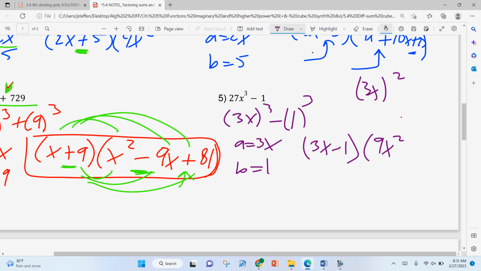We started with a minus, so the next sign has to be the opposite, which is plus. A times b, so 3x times 1 is just 3x. And then the next, it's always plus, and then it's 1 squared. Well, again, 1 squared is 1 times 1, which is just 1.